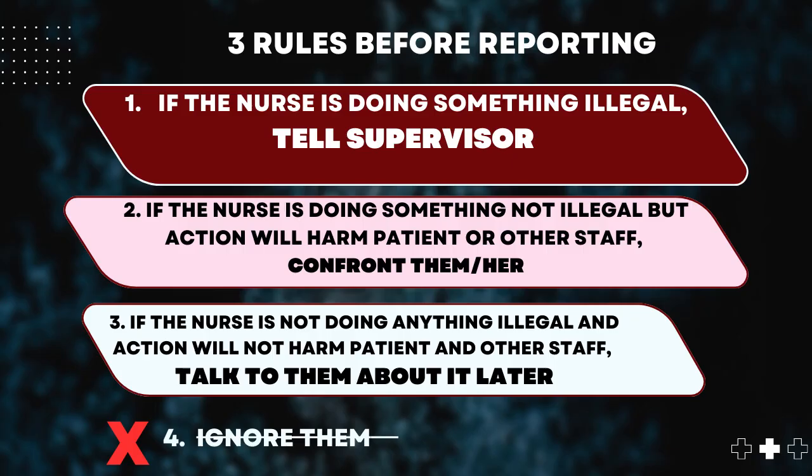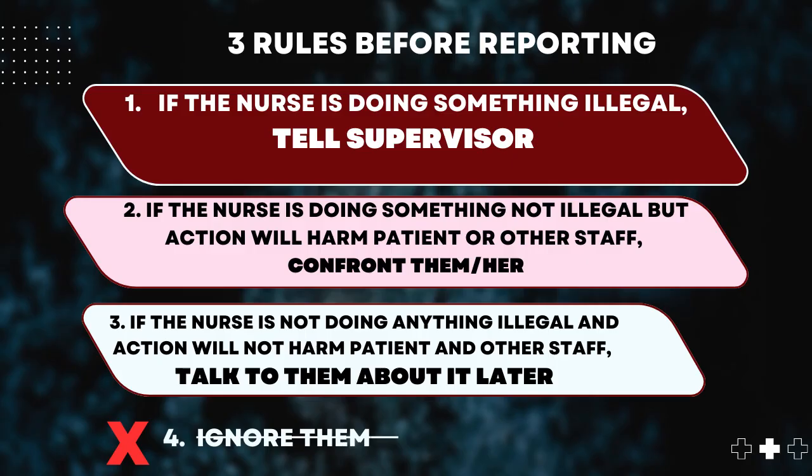Number 1, is the staff doing something illegal? If the staff is doing something illegal, the answer to such a question is tell supervisor. I repeat myself. If the question shows the staff doing something illegal, the best option is to tell supervisor.